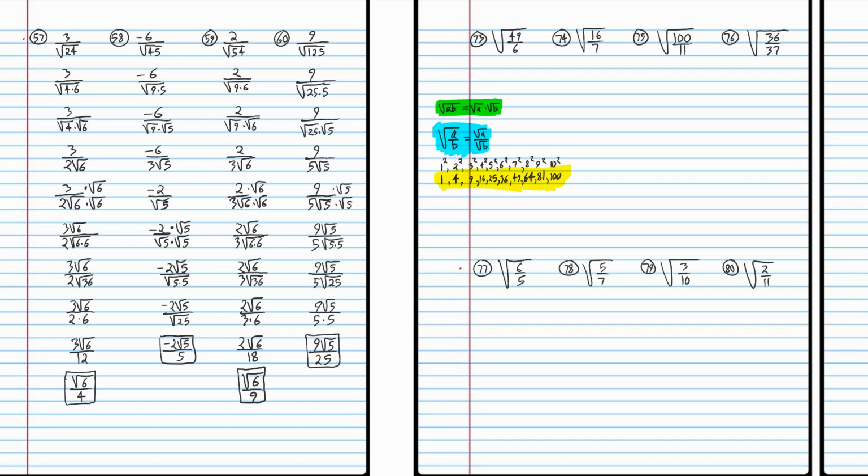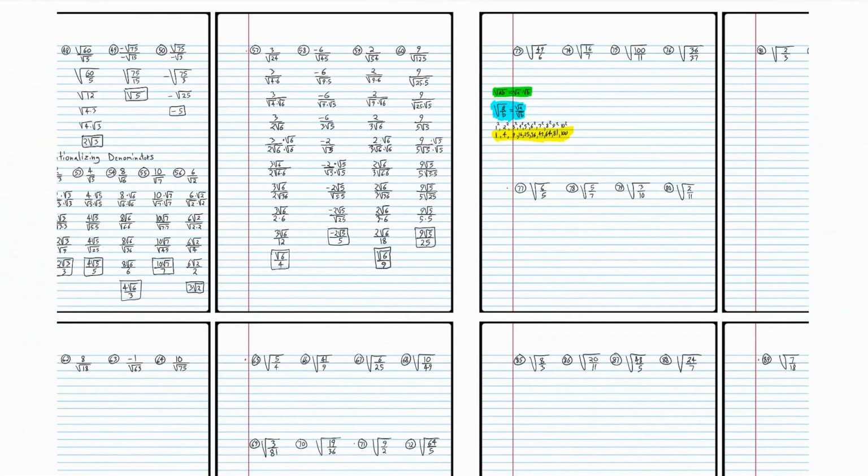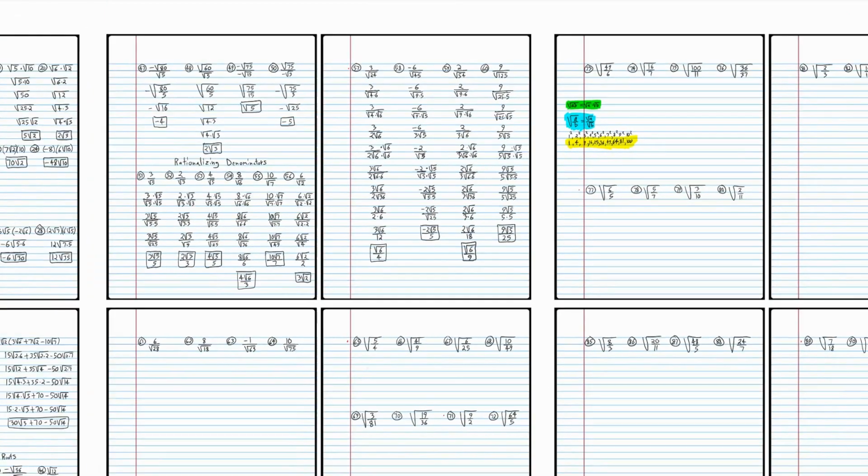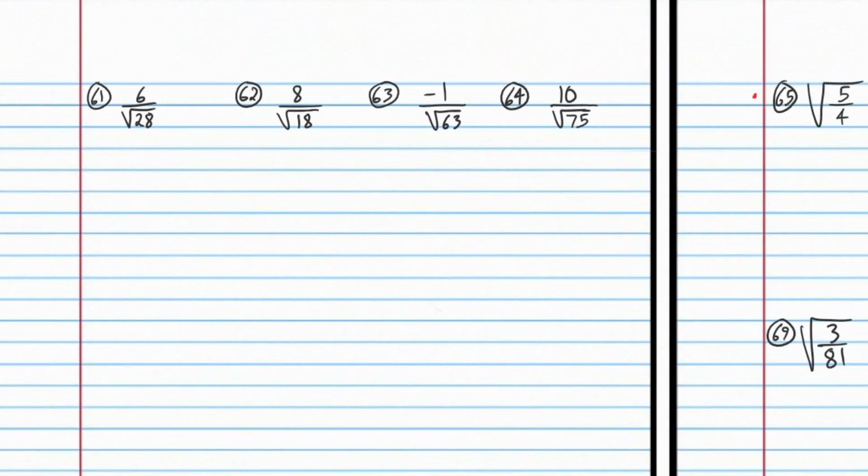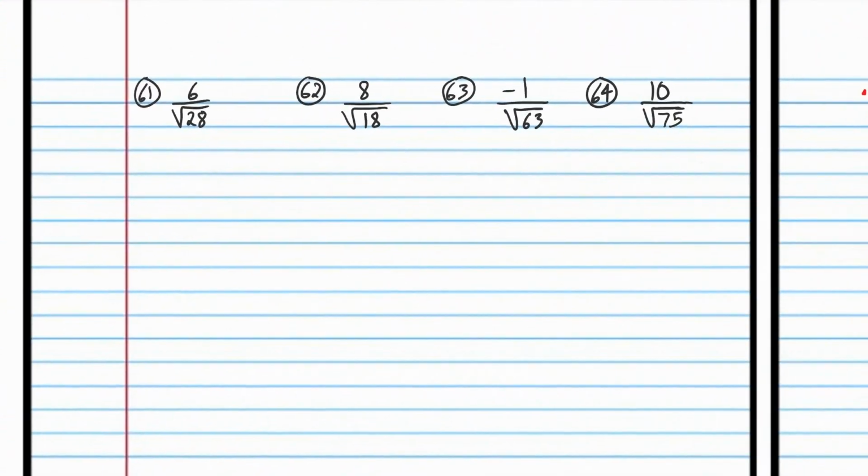Let me just double check that. Everything looks right. All right, so on to number 61. We have the same type of problems here. So go ahead and try 61, and when you come back, we'll do it together.